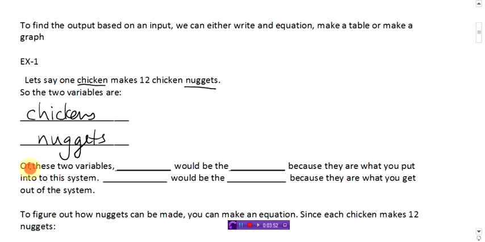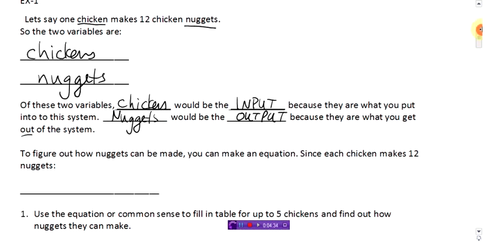So, of these two variables, the chickens would be the input because they are what you put into this system. And the nuggets would be the output because they are what you get out of the system. Make sense? And then for the second one, they had cows and steak fingers. The cows were the input, and the steak fingers were the output.